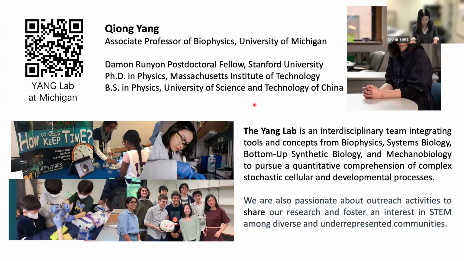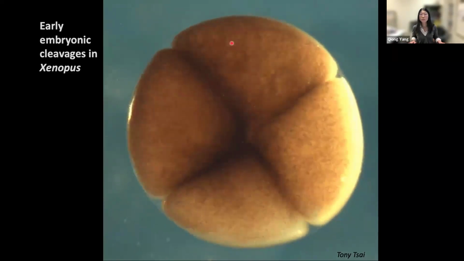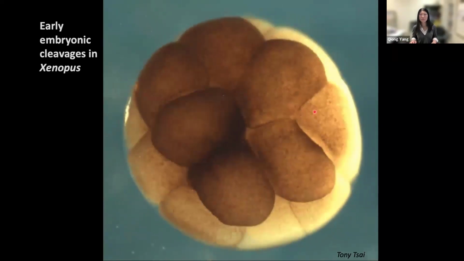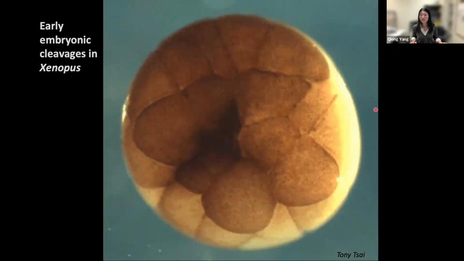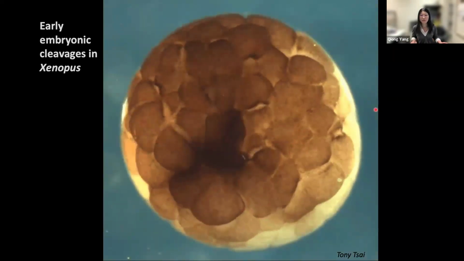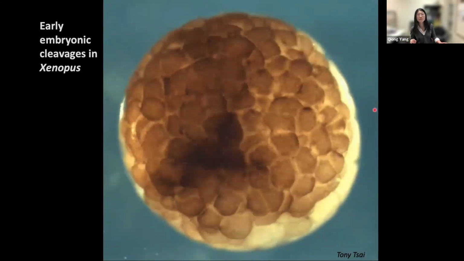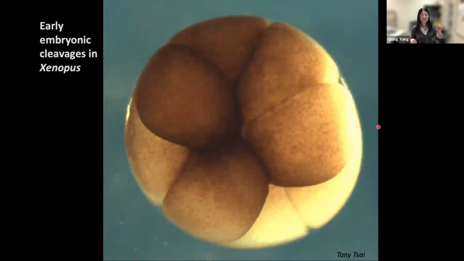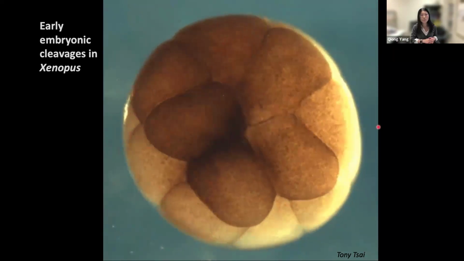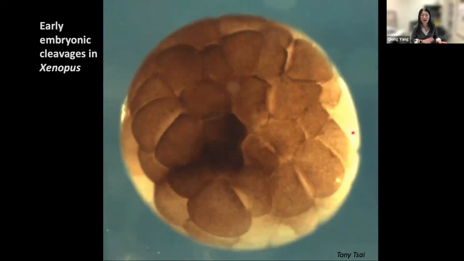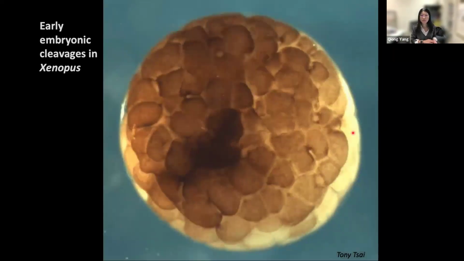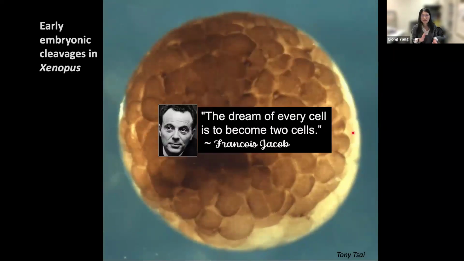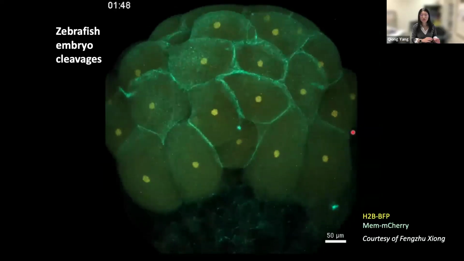So to start my talk, I want to show you this movie here. Some of you might have seen it before. This is a huge Xenopus egg that you can see by naked eyes. It's 1 millimeter in diameter. And after fertilization, it quickly cleaves into smaller and smaller cells with high precision and synchronicity. So it really stands for the dream of every cell. And the same process is well conserved across organisms.